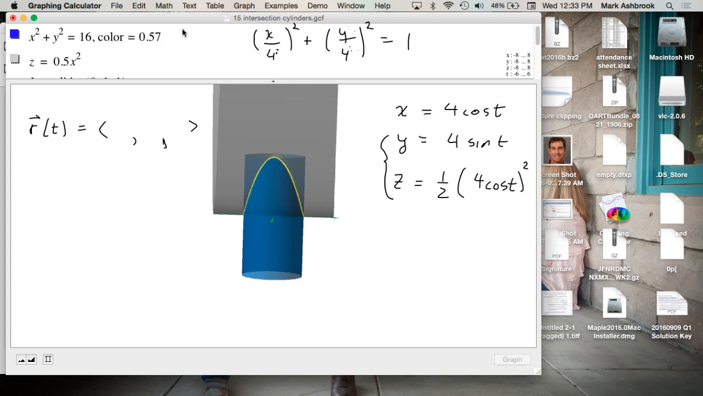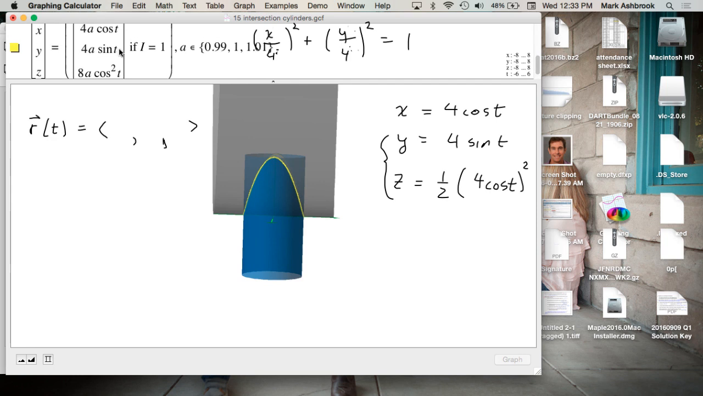Okay, so let's just look at what I write here. There it is. 4 cosine t, 4 sine t, 8 cosine squared t. And this a is just making my intersection a little thicker here. I've got some different values of a, so just ignore the a. Okay, questions on this example?